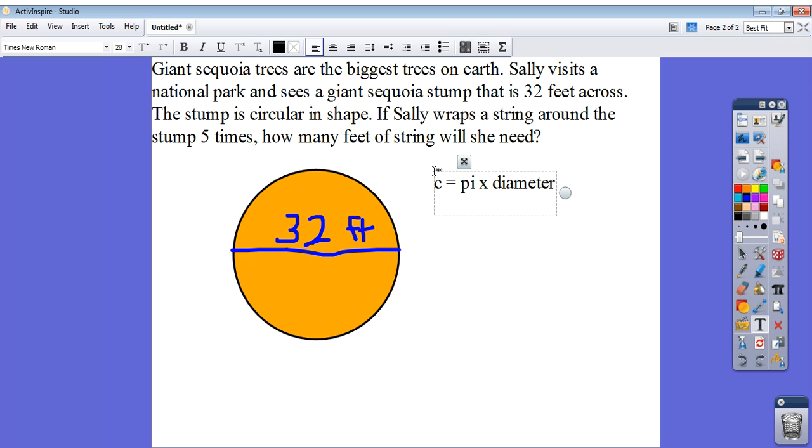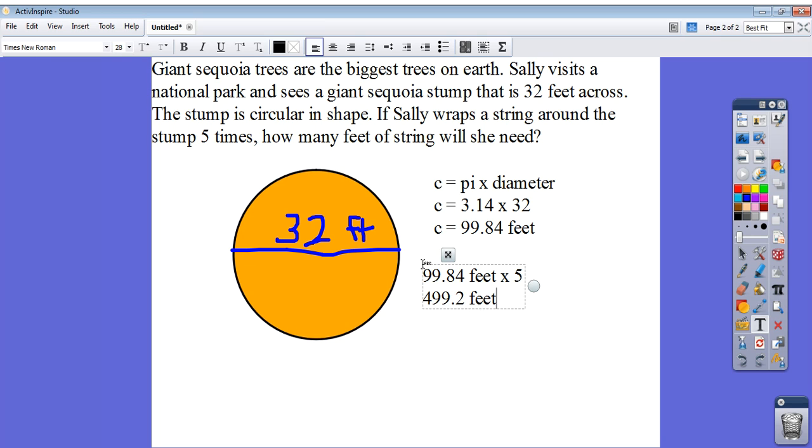So to find 1 time around, I could do 3.14 times my diameter, 32. And 3.14 times 32 is 99.84 feet. So if she wrapped the string around 1 time, it would be 99.84 feet. But she's not going to do it 1 time. She's going to do it 5 times. So I need to multiply my circumference by 5. 99.84 feet times 5 times around gives me 499.2 feet of string needed. Your turn to practice.